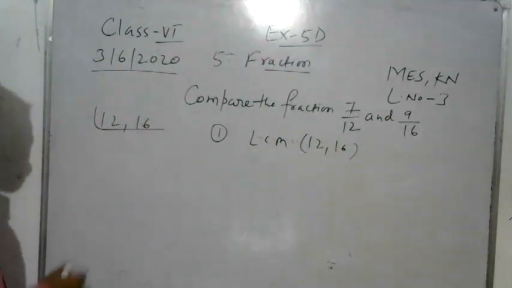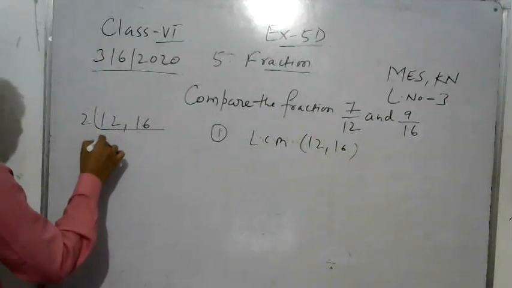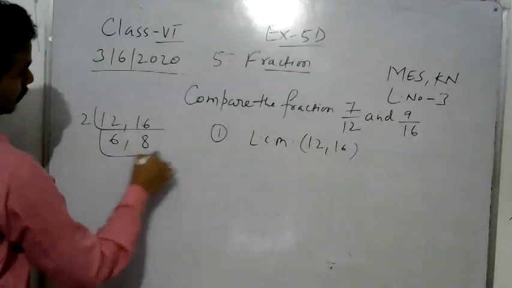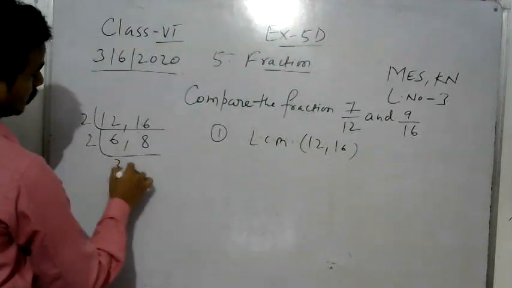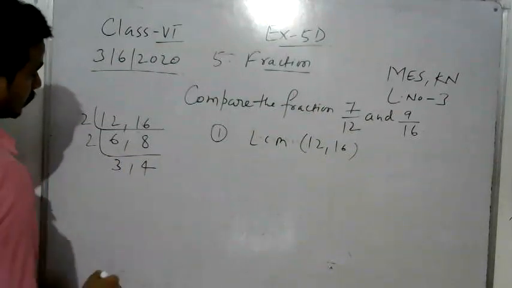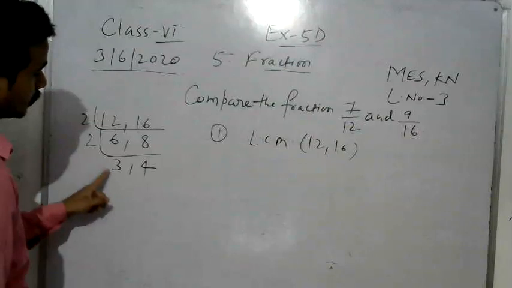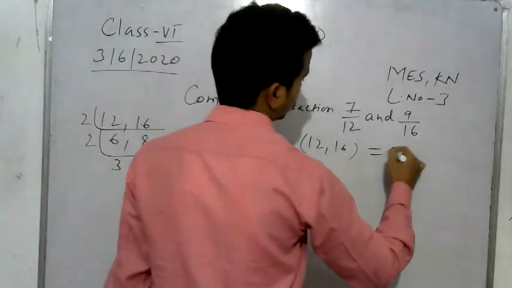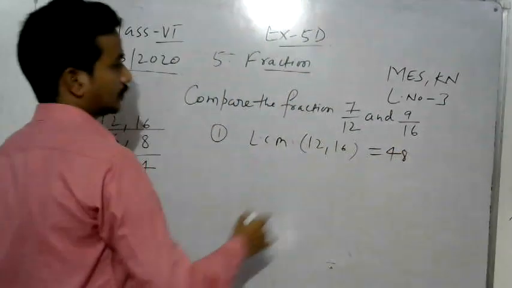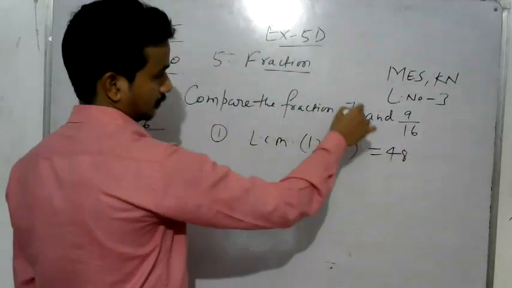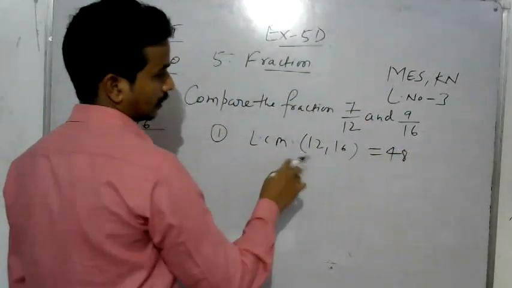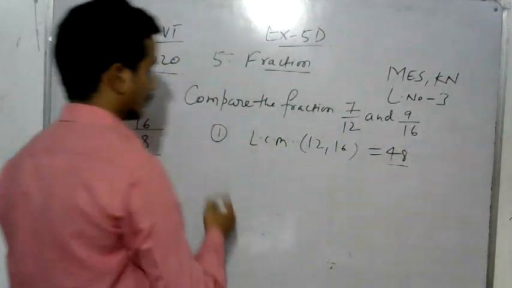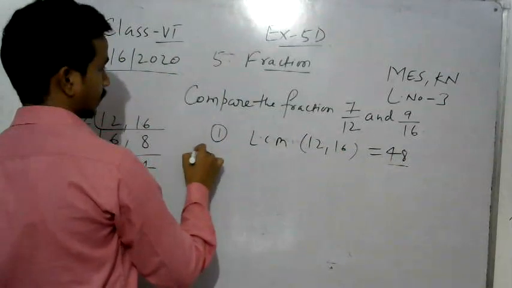You can take the LCM here. 2 sixes are 12, 2 eights are 16, 2 threes, 2 fours. So what is the LCM? 2 fours are 8, 8 threes are 24, 24 twos are 48. So the LCM is 48. Now we will convert this unlike fraction into its equivalent fraction having denominator 48.